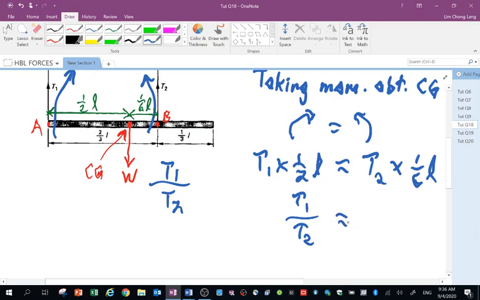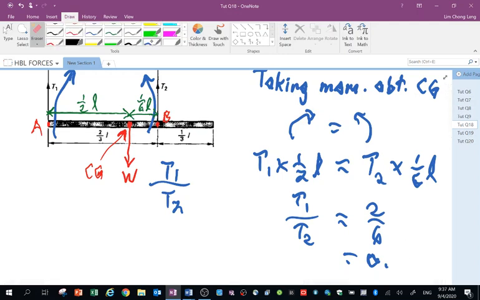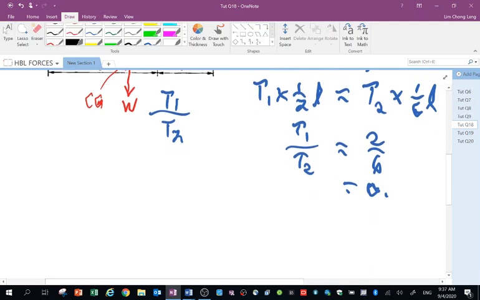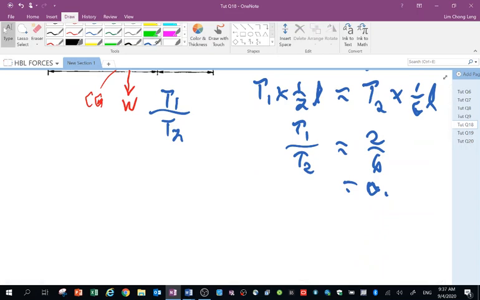is equal to 2/6, which is 0.333. Now, take note that we are not allowed to give the answer in fraction form, so I have to write 0.333. That's the answer.